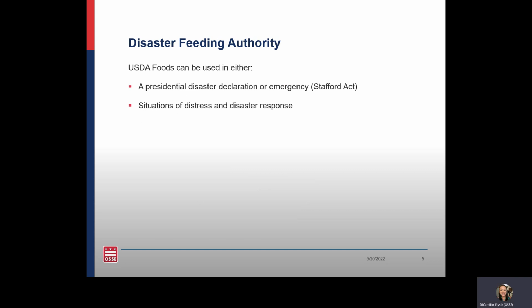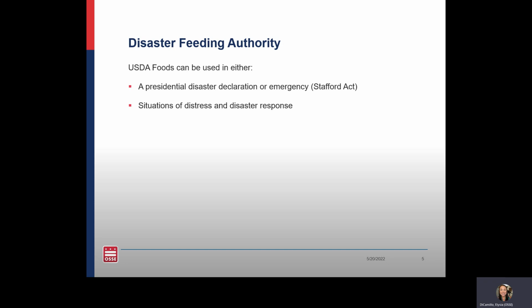The USDA Food and Nutrition Service authority to provide assistance through congregate feeding and household distribution exists under two instances. First, a presidential declaration of disaster per the Robert T. Stafford Disaster Relief and Emergency Assistance Act, and two, a situation of distress per Code of Federal Regulations, Title 7, Parts 250.69 and 250.70.